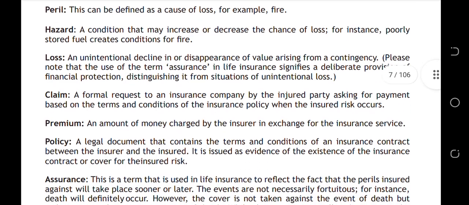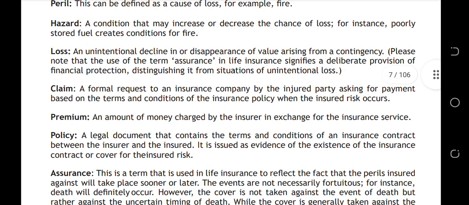When you talk about a loss, it is an unintentional decline in or disappearance of a value arising from a contingency. Loss itself in English says so, an unintentional decline, a disappearance of value arising from a contingency. Well understood. So if you have some questions, guys, feel free to ask.